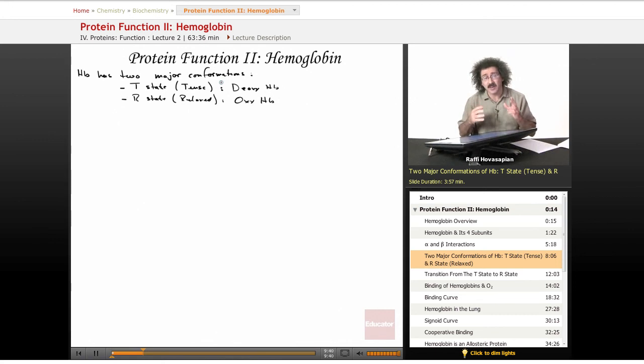So the relaxed state, the R state, has a high affinity for oxygen. The T state has a low affinity for oxygen. Now, these terms high and low are relative terms. We're not saying that T-state hemoglobin has no oxygen attached to it. That's not it at all. In fact, it's about 60% saturated with oxygen. The difference is the R state is about 96% saturated with oxygen. So it isn't 0, 100. It isn't all or nothing. It's relative, degrees of saturation.